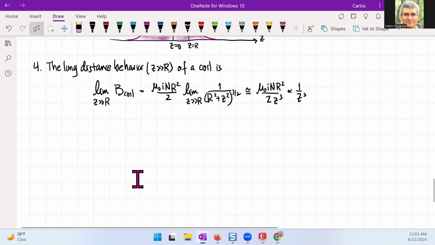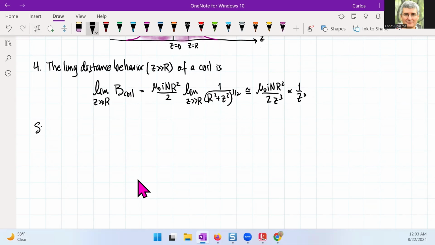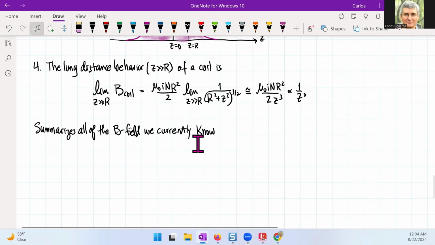So now let's summarize what we know. So let's summarize all of the magnetic fields we currently know. So here's what we find.